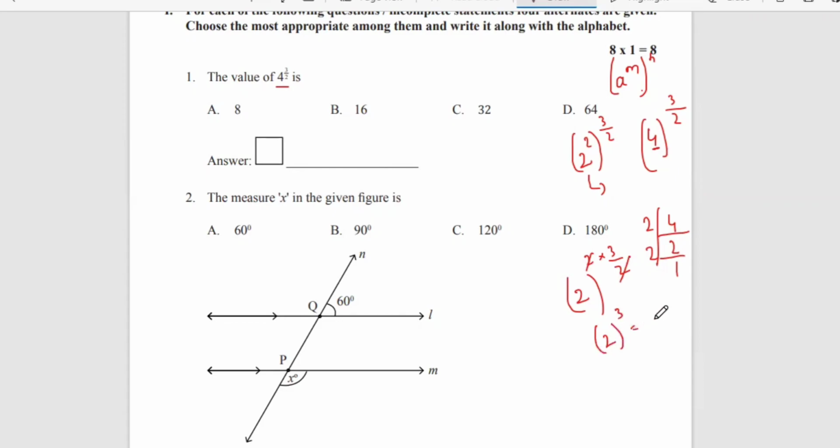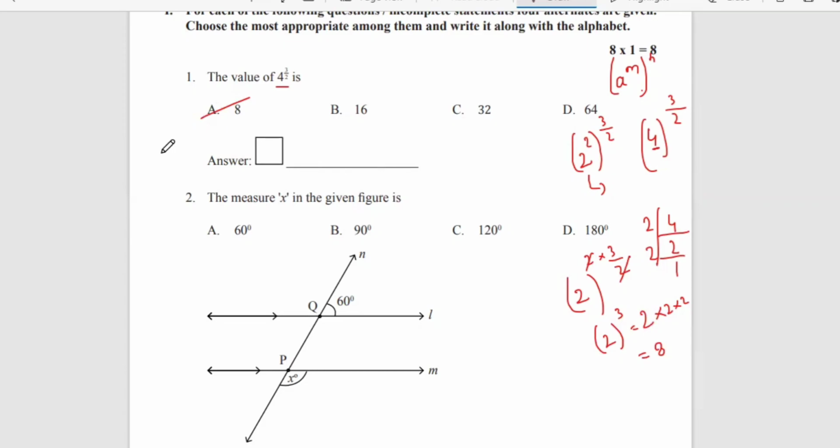Just expand that: 2 to the power of 3 is 2 into 2 into 2. We're going to get the value as how much? 8, because 2 2s are 4 and 4 2s are 8. So our correct answer is the first option A, that is 8. Hope everybody got the solution.